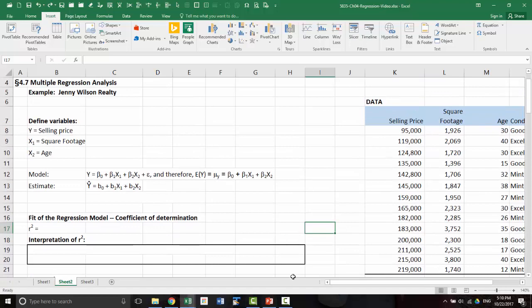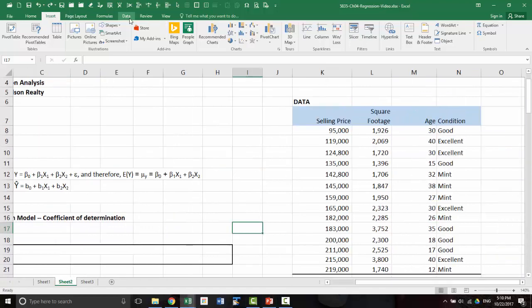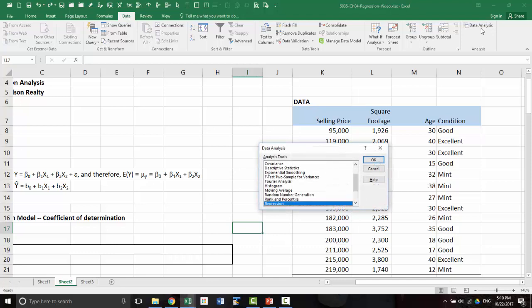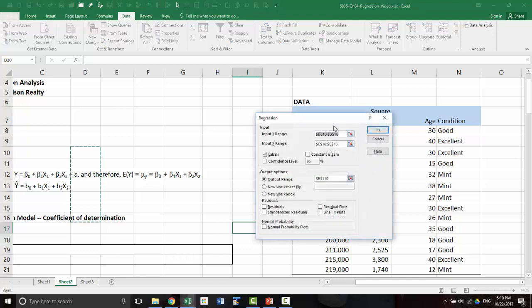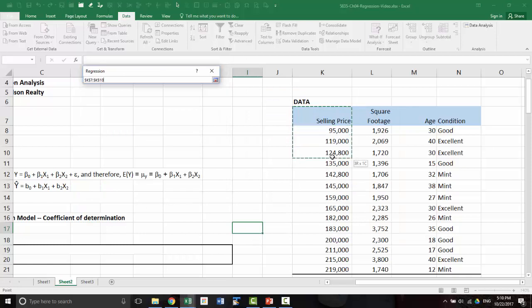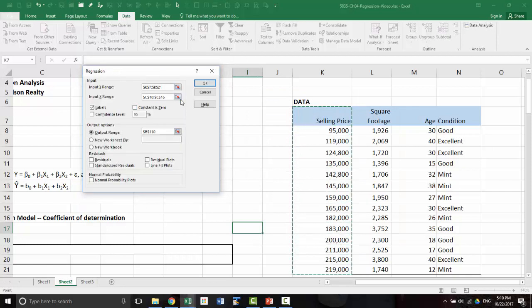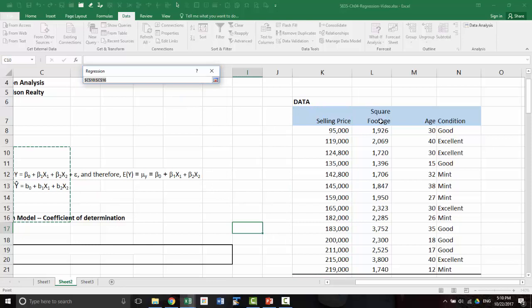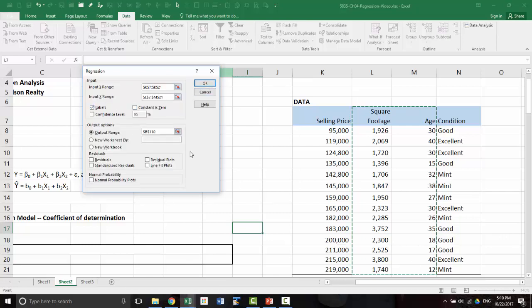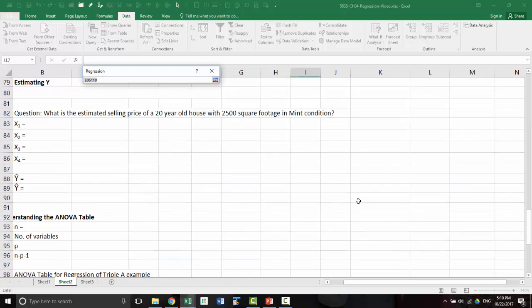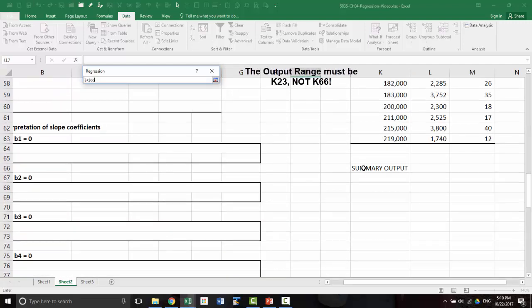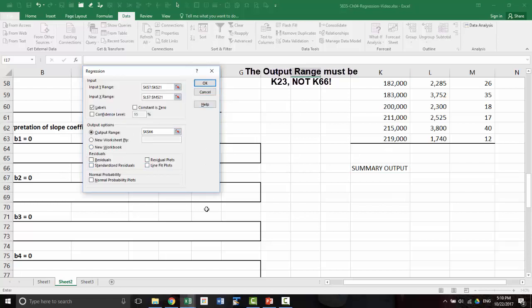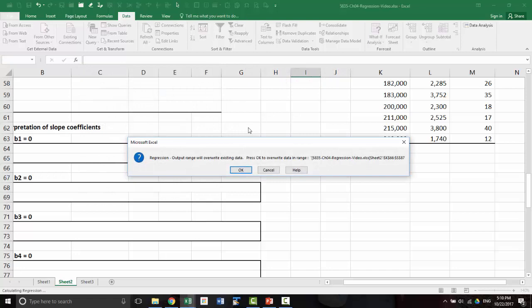All right, so now we run the regression command. Data analysis, regression. Selling price is y. No, x is the two columns, square footage and age. Make sure that you check labels, and we want the regression output to start from here, and we don't want anything else. So click OK.